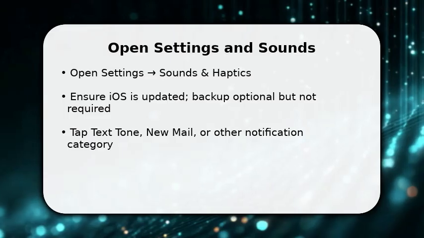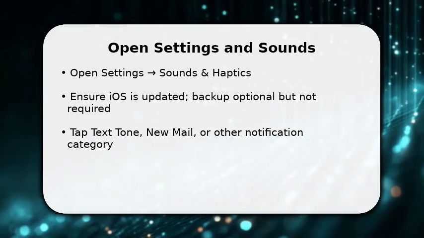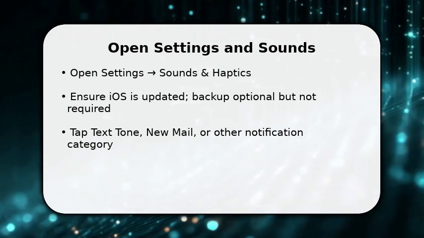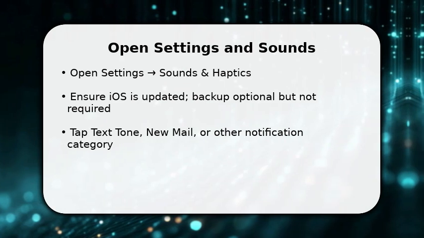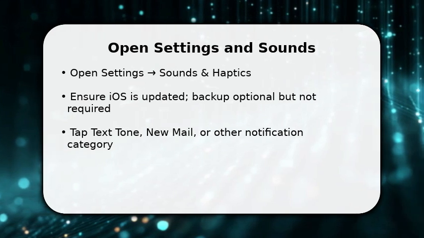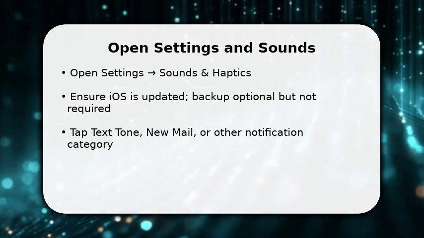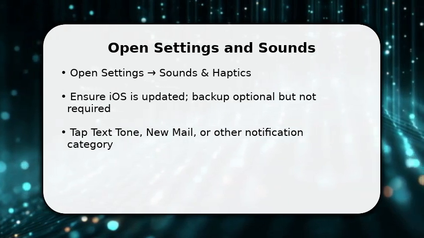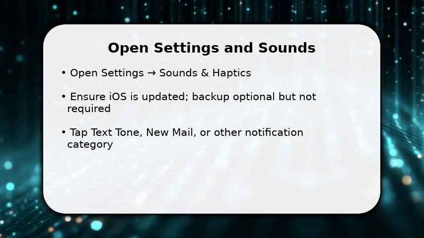You start by opening Settings and tapping Sounds and Haptics. This is where iPhone centralizes notification audio. Once done, scroll to notification categories like text tone, new mail, or other app-specific sounds, so you change precisely what you need. Make sure Do Not Disturb or Focus is off while testing, because muted states hide results.